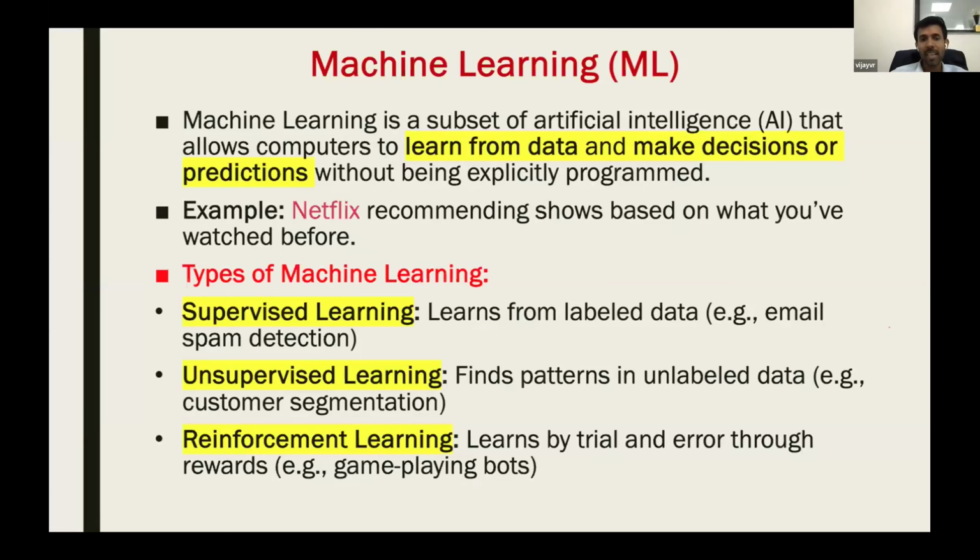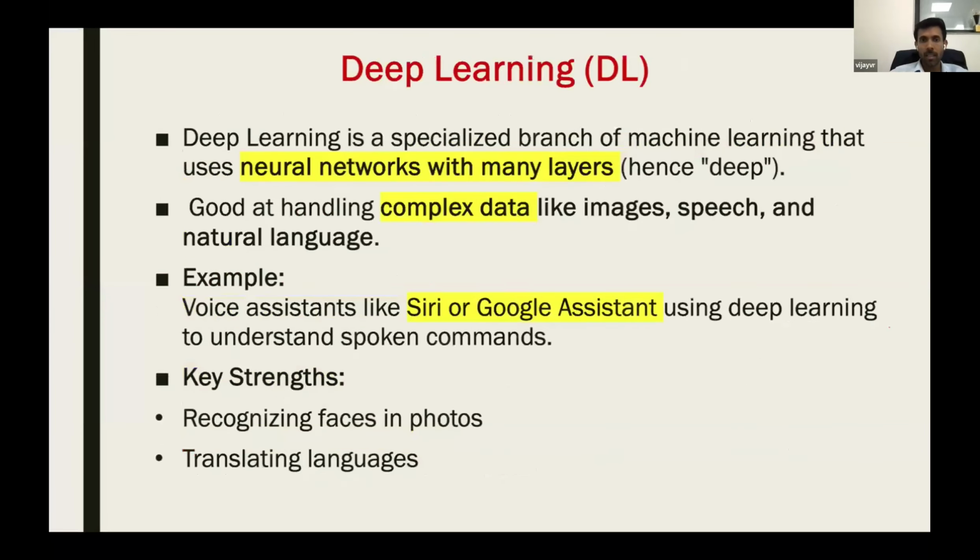So these are different types of machine learning. And this is one of the major components, a major subset of artificial intelligence. Now, what is deep learning? You might have heard about this term, deep learning. It is a specialized branch of machine learning that uses neural networks with many layers.